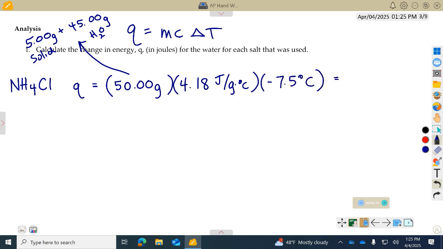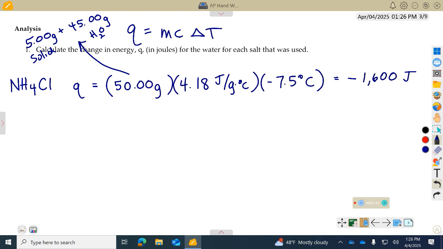I plug it all in, and Q is about negative... how far do we want to go here with our sig figs? Well, that temperature technically only has 2 sig figs, so we could go 50 times 4.18 times 7.5. I suppose we could round this a little bit and say negative 1,600 joules. And I'm just rounding it for sig figs based on that temperature. There's only 2 sig figs, so we'll go with it.